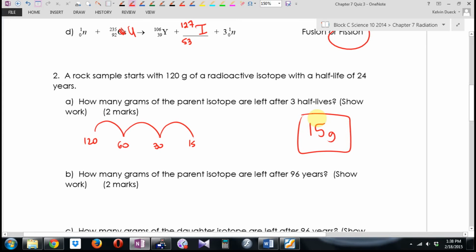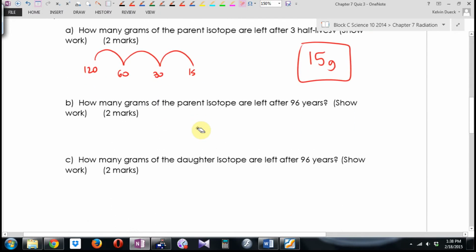2 out of 2 if you got the 15. Otherwise, if you showed the work and have the wrong answer, I'd still give you 1 mark for going loopy. And always make sure you read whether they're talking about the parent or the daughter, because the daughter is what's left, what it's turning into. Anyways, how many grams of the parent isotope are left after 96 years?